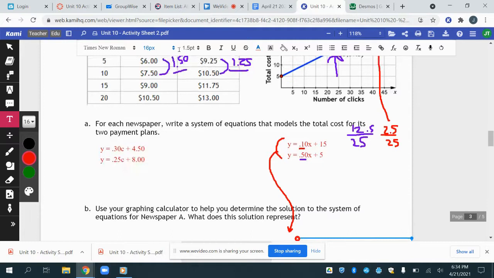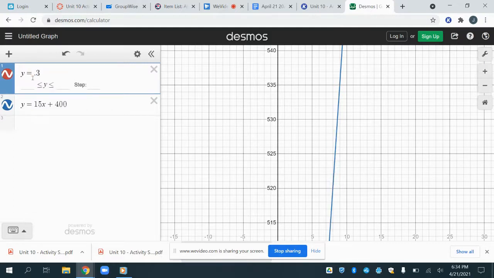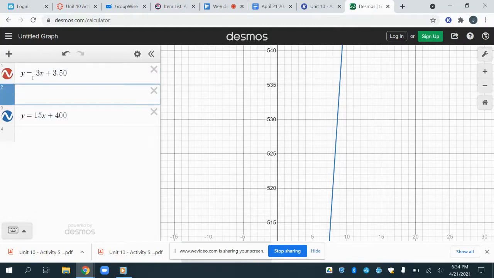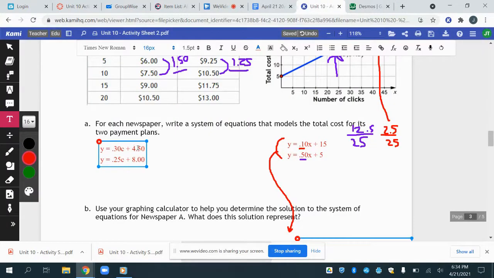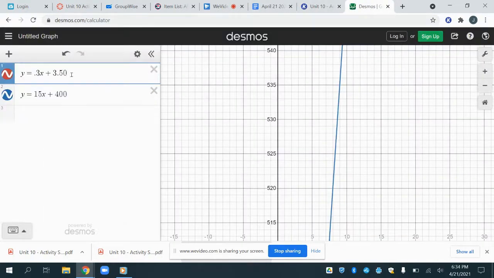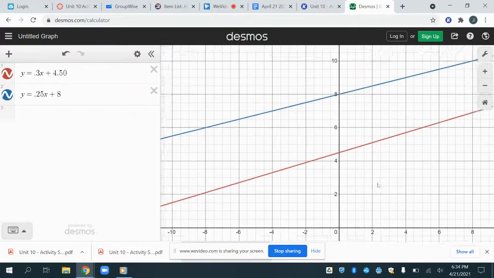Whereas this one over here, let's graph it really fast. 0.3X plus 450, and then the other one's 25X plus 8. There. Okay, now I've got to zoom back in there. We'll see what these look like.